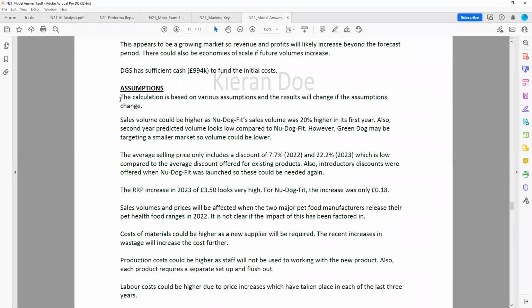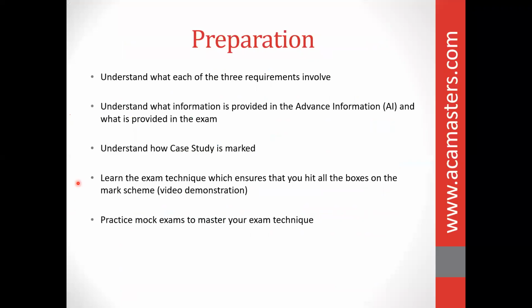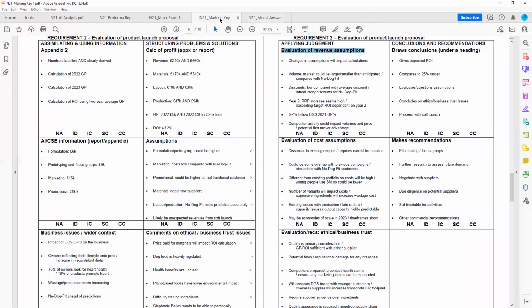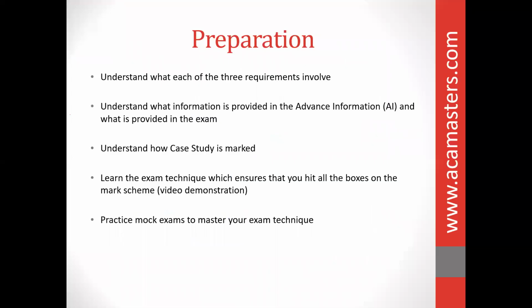Some students tend to just state the assumptions. They just write the assumptions down. But that's not what you're doing. You're critiquing the assumptions. So you're saying why they're going to be higher or lower or different, or why something's missing, and justifying why. So again, there's a certain technique that you need to be using for each section to make sure that you deliver exactly what the examiner is looking for and within the time, because that is the only way that you're going to be able to get CCs and SCs in every box, which is what we are aiming for here.